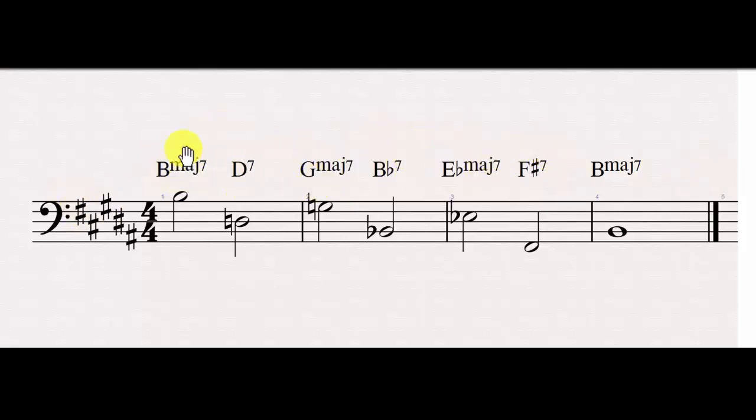So we're in the key of B major, we've got a B chord here, and then we move into D7. Obviously D7 is not in the key of B major, because in B major you've got a D sharp, which is that sharp there. So this is actually a substitute chord.